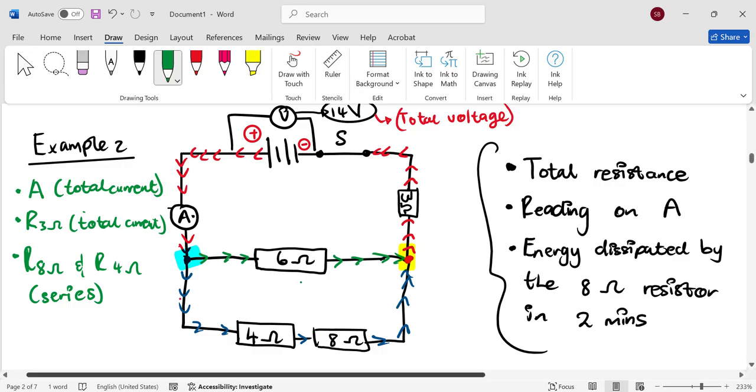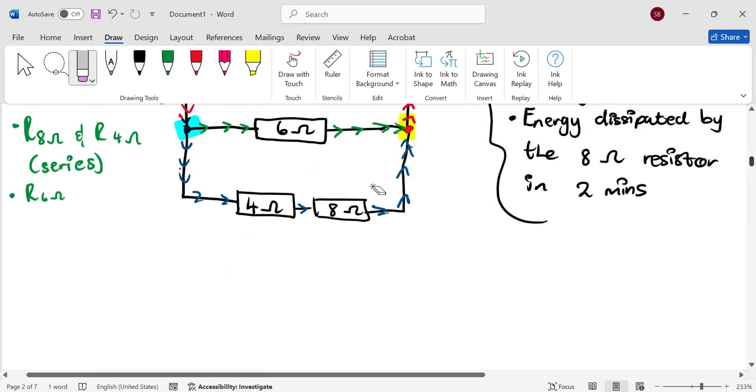Notice that since the current was split, remember I told you, a split of current tells you that the circuit is parallel. Do you guys agree with me that now that we've seen that the 8 ohm and the 4 ohm are in series, the 6 ohm resistor is in parallel with the 8 ohm as well as the 4 ohm resistor? So it's in parallel with the sum of the two.